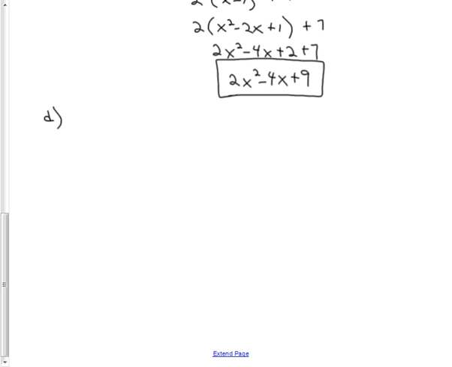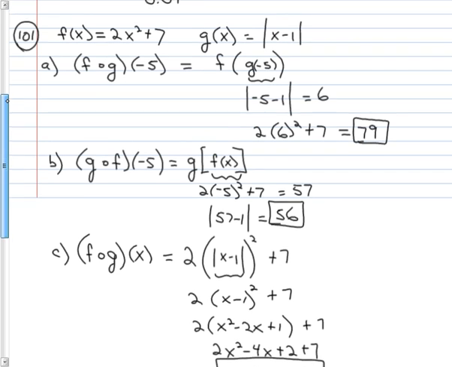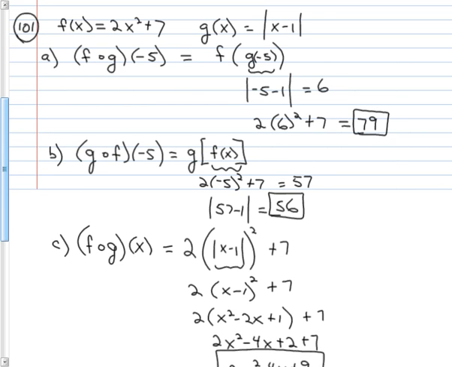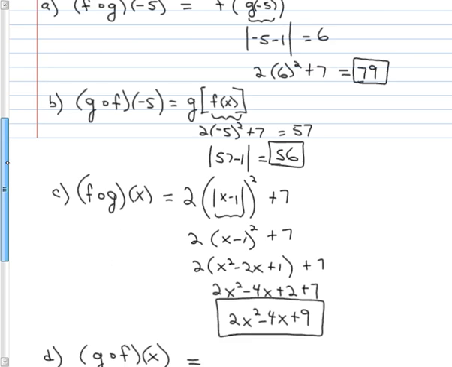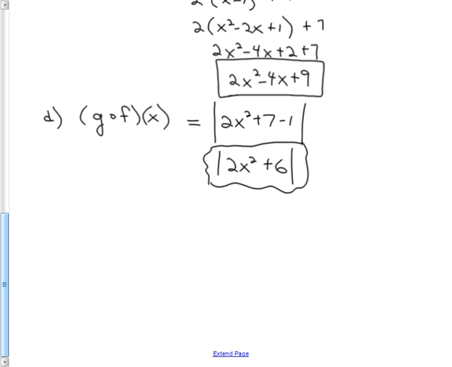Or D, we get to do it the other way. g of f of x. We have to take the whole f function and substitute into the g function, which actually is a little easier. The whole f function just gets stuck where that x is. So it's absolute value of 2x squared plus 7, and there's a minus 1. Well, that's absolute value of 2x squared plus 6. And we're done.